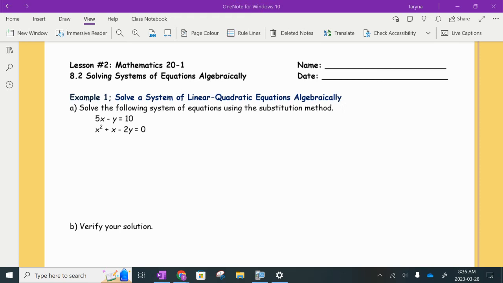So first one we'll do, I'm just going to do one question with you. You'll try one and then we'll do a couple questions from the homework. So we're just going to do substitution method first and then elimination second.